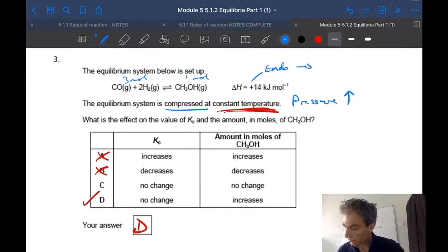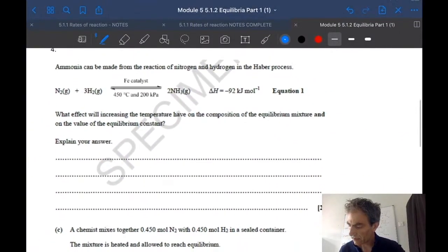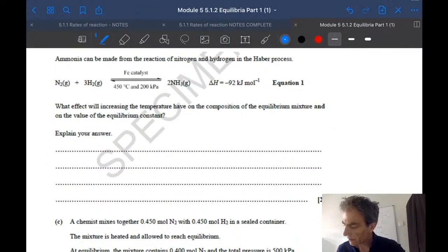Okay, so we're moving into the first wordy answer. Ammonia can be made from the reaction of nitrogen and hydrogen in the Haber process.